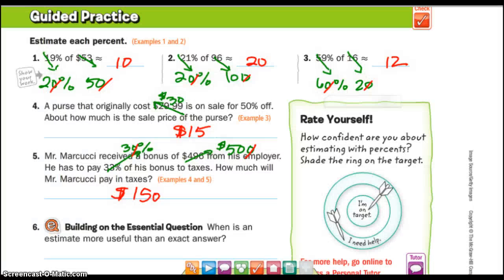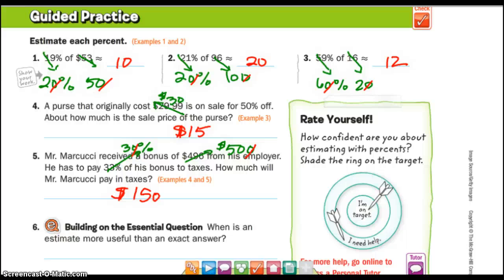Did you get what I got? For number 1, I got 10 because I went 20% of 50 is 10. 20% of 100 is 20. 60% of 20 is 12. And then number 4, half of $30 is 15. And then 30% of 500, cross out 2 zeros. That's 3 50s, and that's $150.